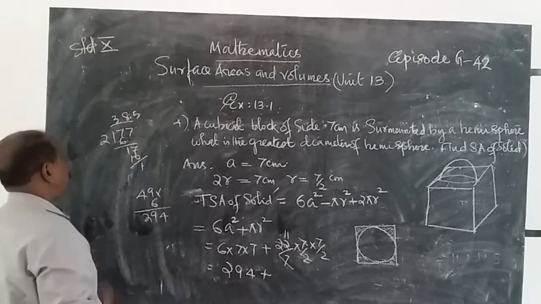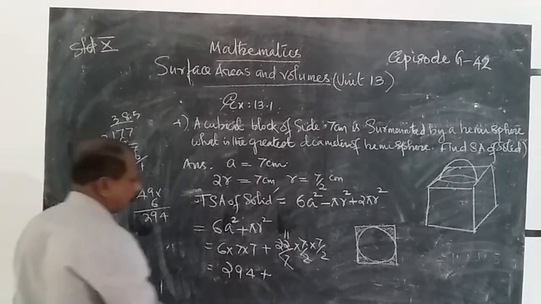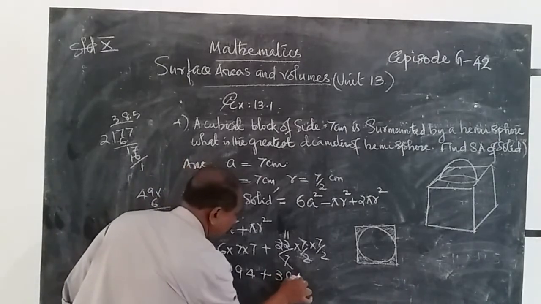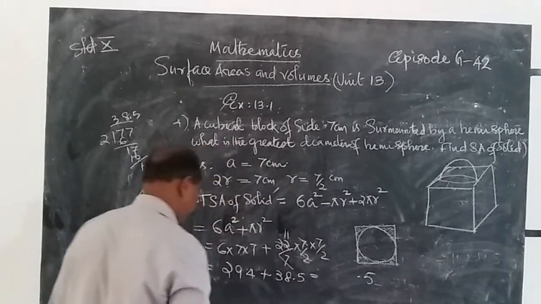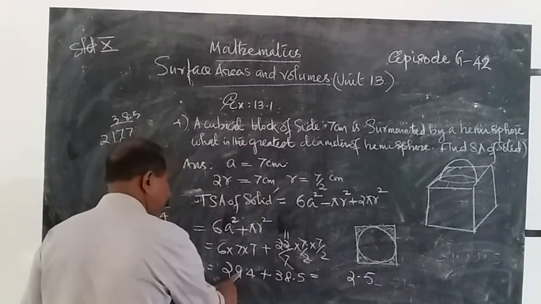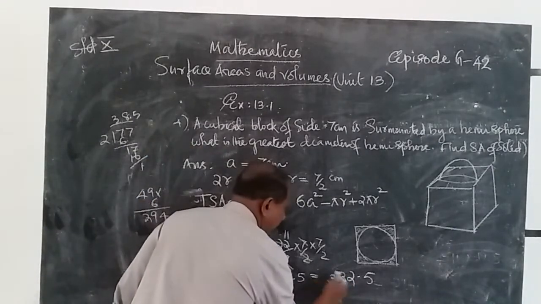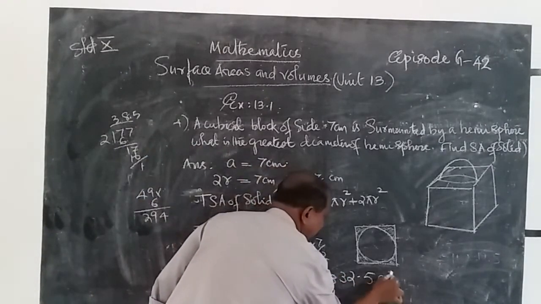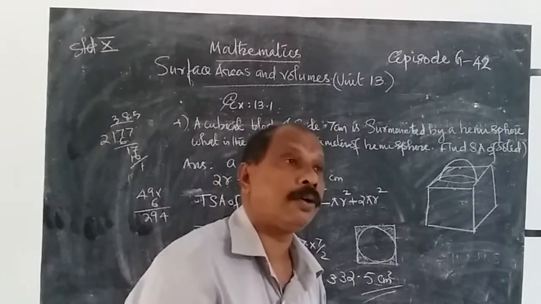That is 38.5. So 294 plus 38.5 is 332.5 centimeter square, that is the total surface area of the solid.